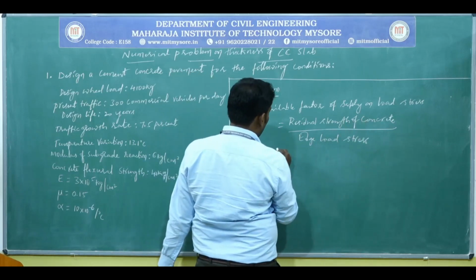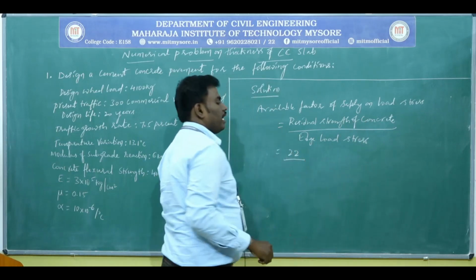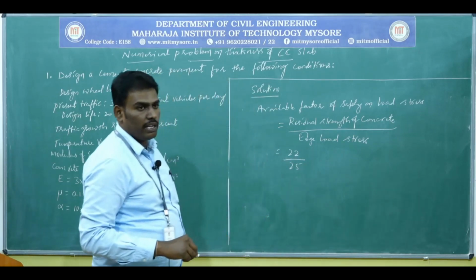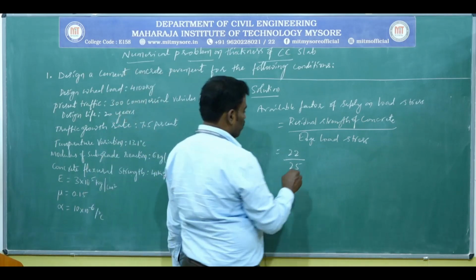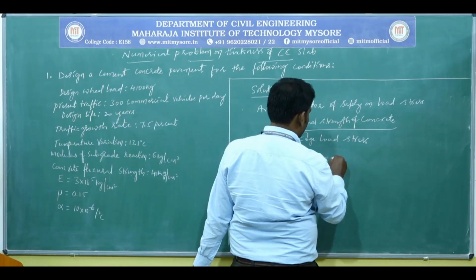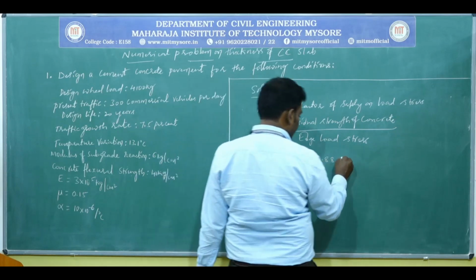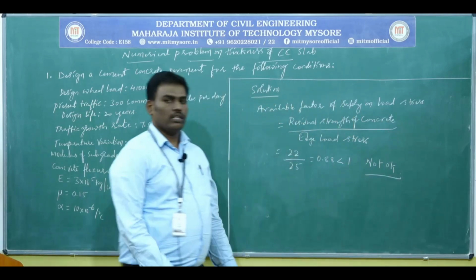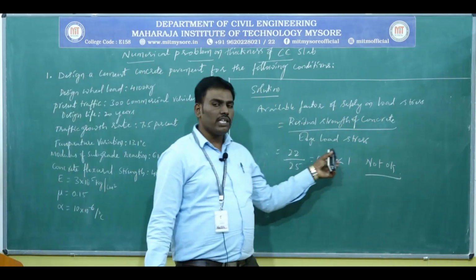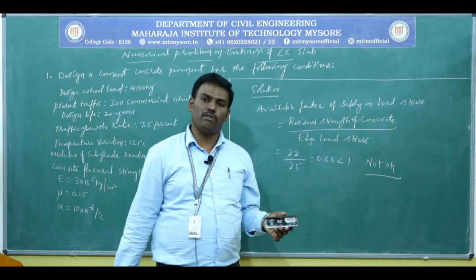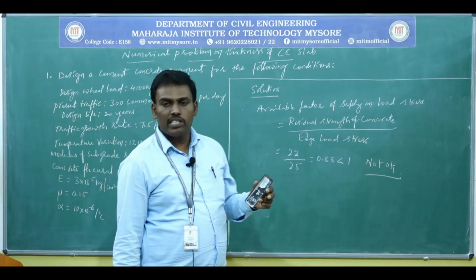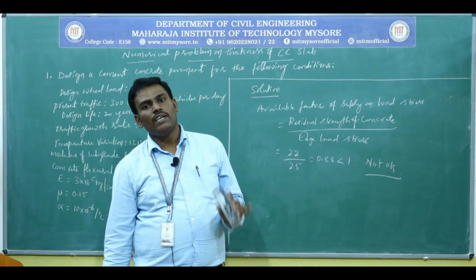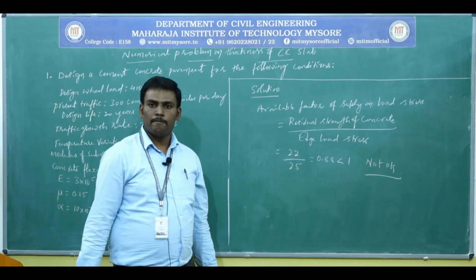Residual strength of concrete, how much is it? 22, and edge load stress is about 25. Okay, 22 divided by 25, how much is it? It's about 0.88. This ratio is less than 1, so it is not okay. If this ratio is more than 1, that is available factor of safety is more than 1, then the selected thickness of 20 centimeter is almost the design thickness of the CC slab, almost finalized.